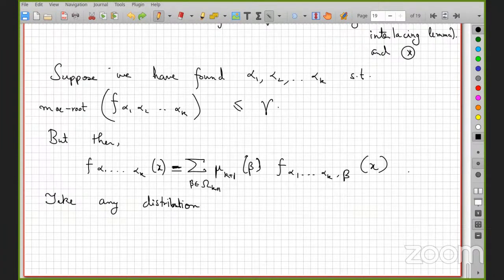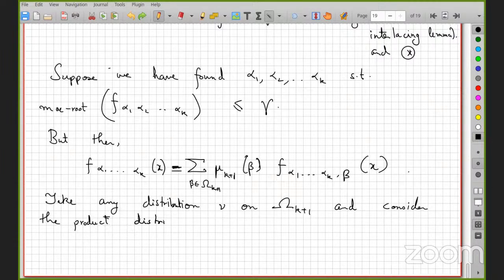I'm just repeating the same argument. So take any distribution mu on omega k plus 1, and consider the product distribution. So now this is maybe the only tricky thing. What is the product distribution that we should consider?